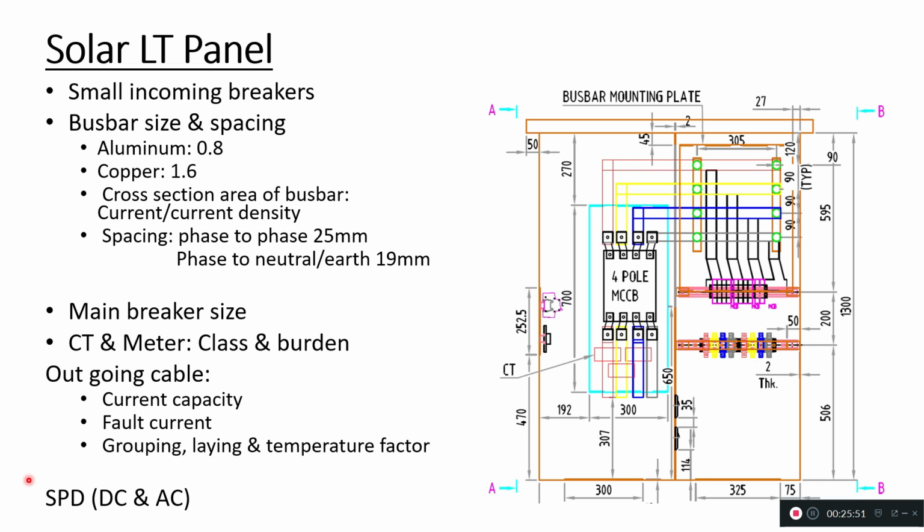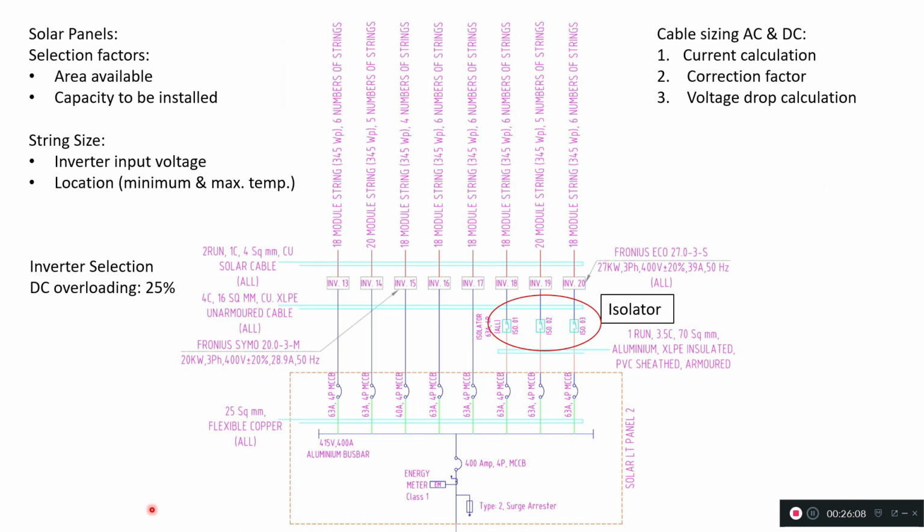The next important component present in the solar LT panel is the SPD. This is basically a surge protection device. You need to have DC as well as AC SPD. So we'll again go back to the single line diagram. Here you can see the AC SPD, and the DC SPD is not shown in the SLD because it is already included in the inverter.